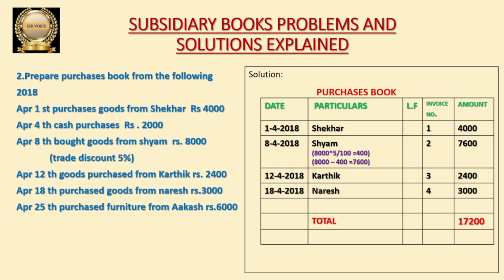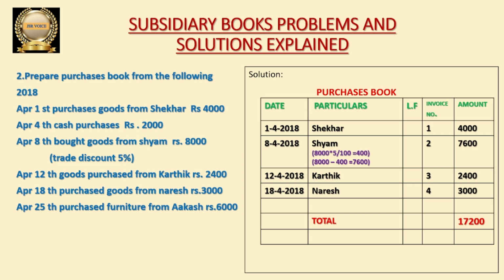You can record 7,600 in the amount column, invoice number 2. And see next transaction, 12th date. Goods purchased from Karthik, rupees 2,400. So again they are purchasing goods only. Karthik name is mentioned. They did not mention anywhere cash, so it is credit purchases only. So goods but not assets, name is given, and it is credit purchase, not the cash purchase. So it is satisfying all the three conditions.